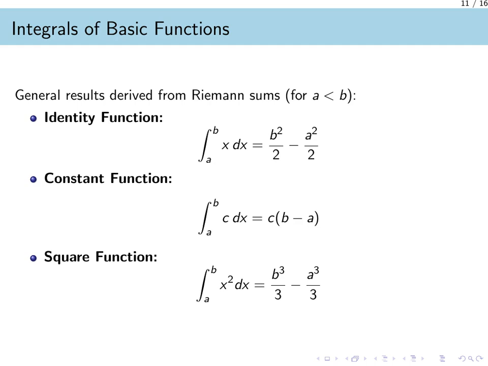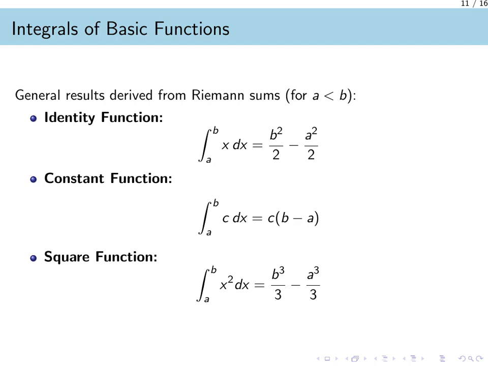Using Riemann sums, we can derive general formulas for the integrals of some basic functions. These formulas allow us to evaluate integrals quickly without setting up the limit definition every time. For the identity function x, the integral from a to b is b squared over 2 minus a squared over 2. For a constant function, the integral is simply the constant times the width of the interval, which represents the area of a rectangle.